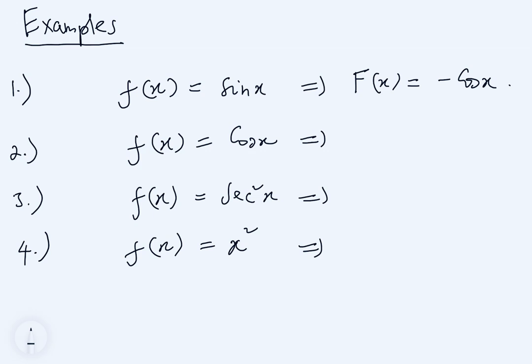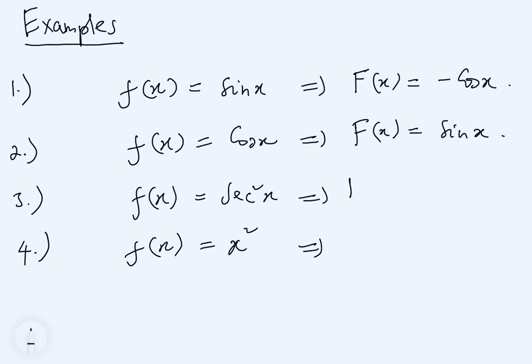For example 2, if your f of x is cos x, the antiderivative of cos x is going to be sine x, because if you differentiate sine x, you get cos x. So big letter F of x, which denotes the antiderivative, is sine x in this case.